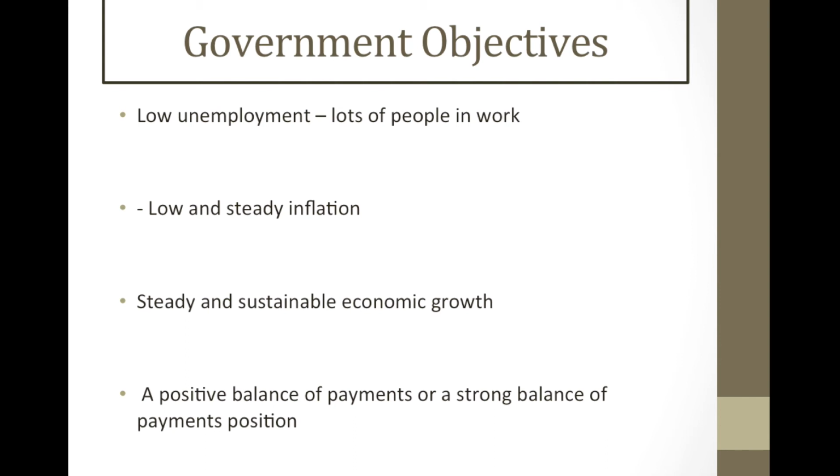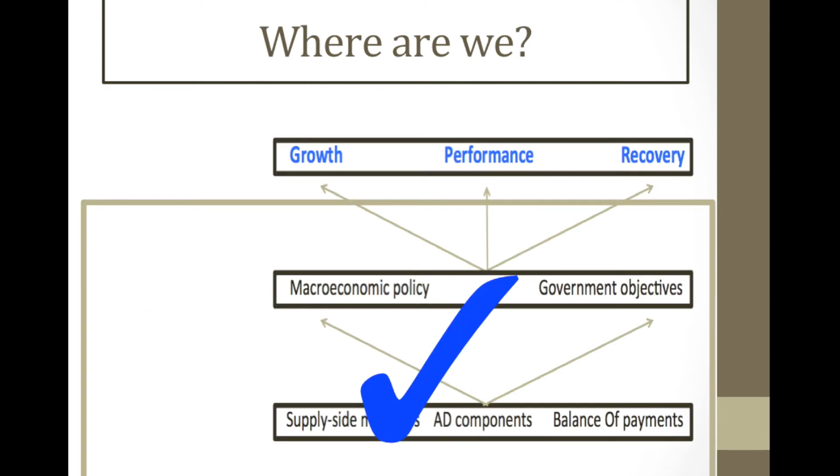Steady and sustainable economic growth, again, this is the main goal and the most likely thing you're going to be asked about within the 25-mark question. And then a positive or a strong balance of payments position. I wouldn't say a positive necessarily means that you're doing well as an economy. If you're importing a lot, sometimes that can just show that you have a high propensity to spend on imports, and if that's increasing, then you're actually showing that you're doing well as an economy and you're growing as well.